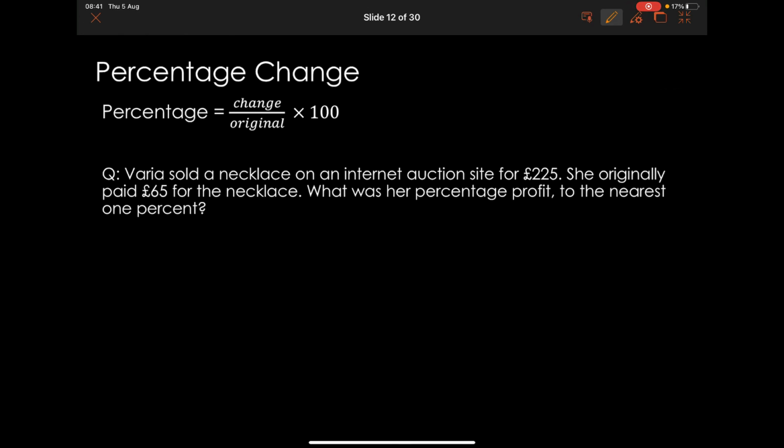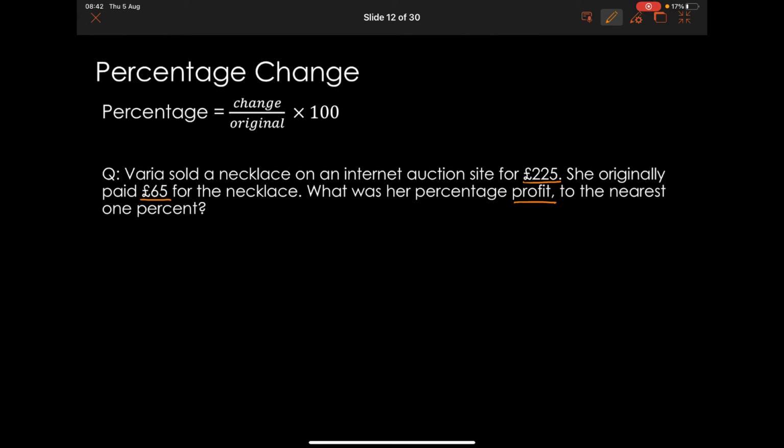Okay, one more example. Again, pause the video and have a go, and then we will move on. Okay, if you've had a go at that. It says that Varia sold a necklace on an internet auction site for £225. She originally paid £65 for the necklace. What was her percentage profit to the nearest 1%?